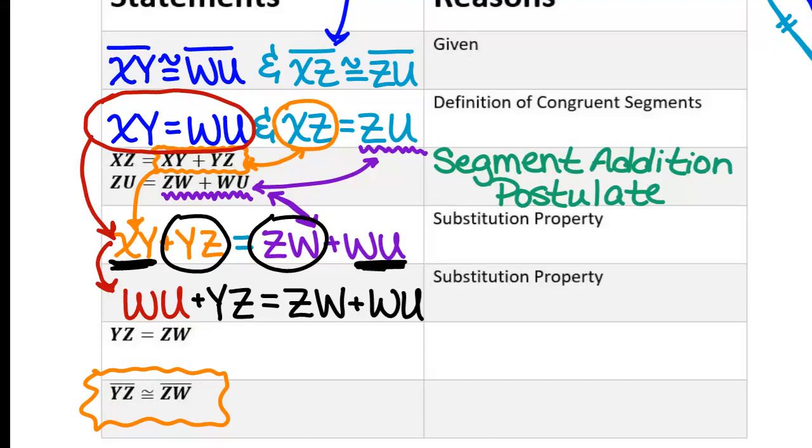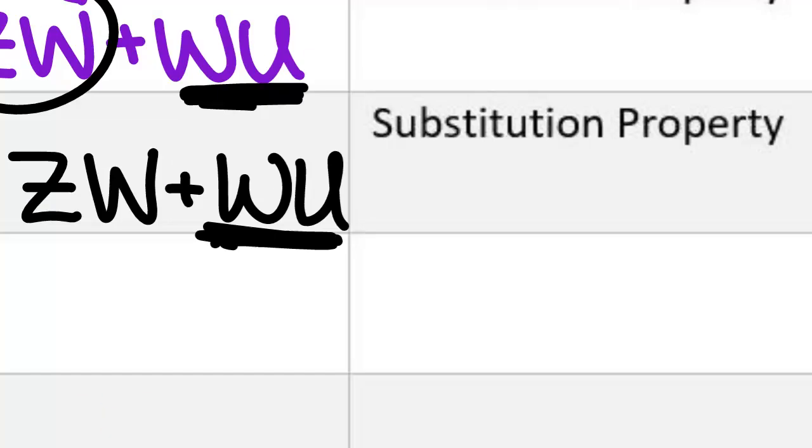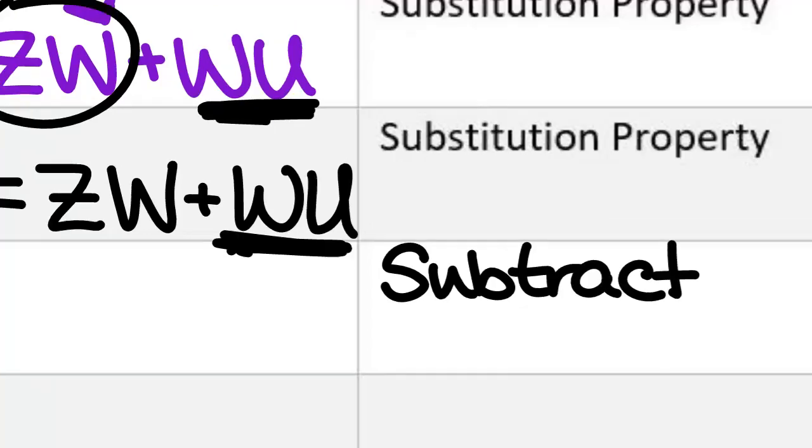Could I have kept the XY and replaced the WU with an XY? Could I have done my replacement the other way? Yeah. They're congruent, they're the same size. We said they were equal. It doesn't matter which one I swap out for the other, as long as these two pieces end up the same. Now, how do I make them go away? Subtraction property of equality.